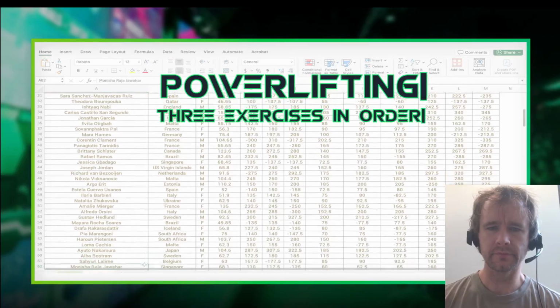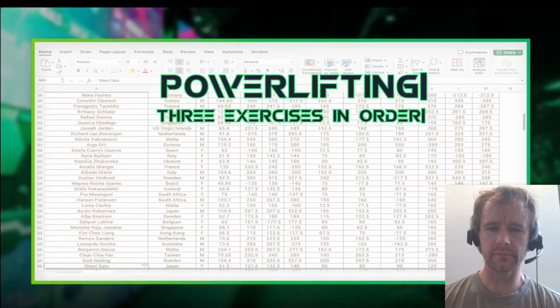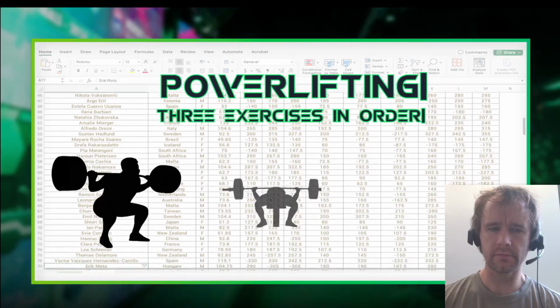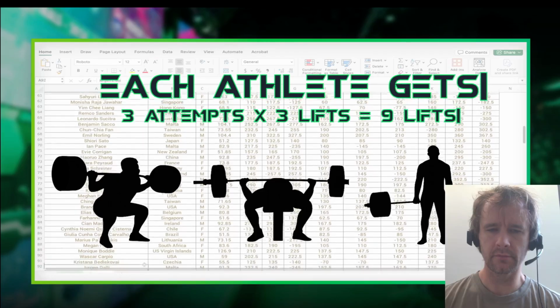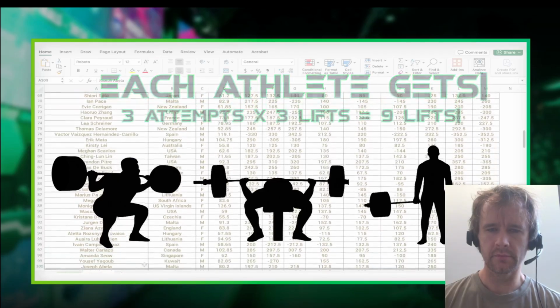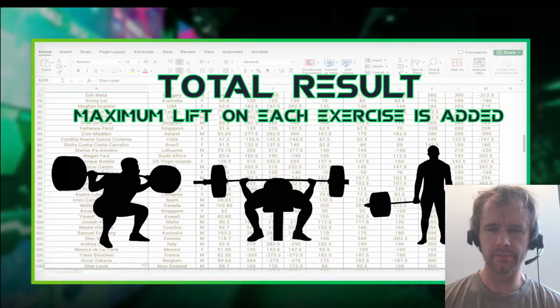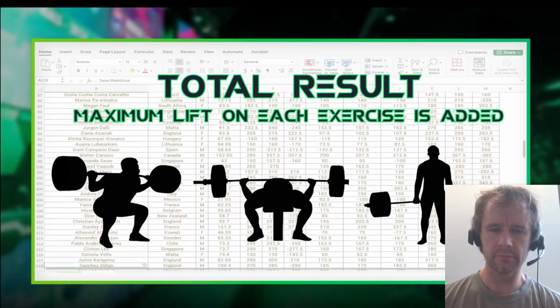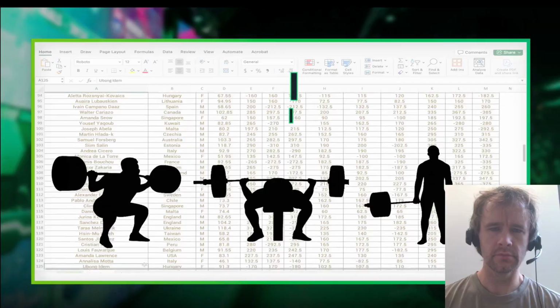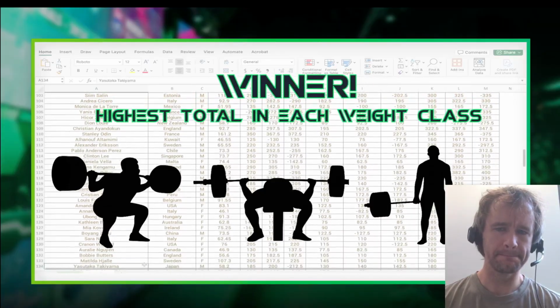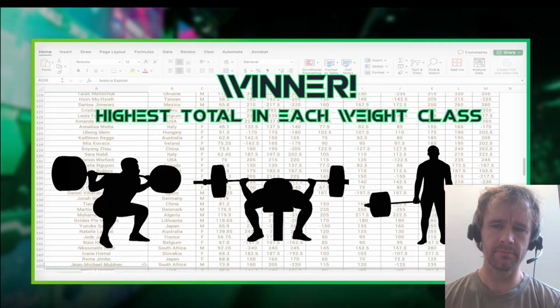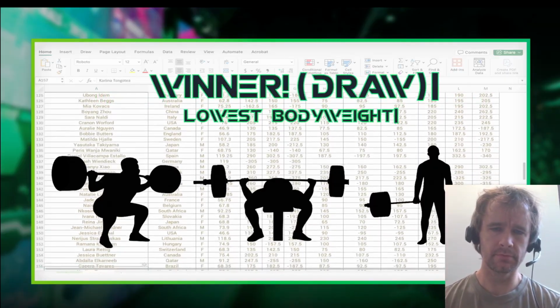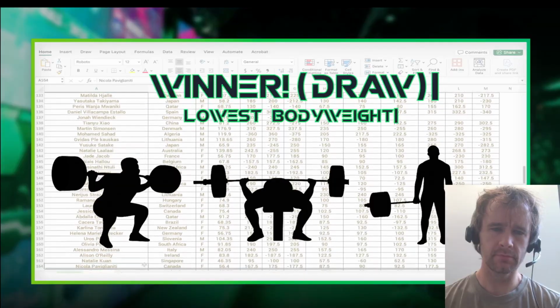In powerlifting, athletes complete 3 exercises in order: squat, bench press, and deadlift. Each athlete gets 3 attempts at each lift for a total of 9 lifts. The maximum lift on each exercise is added together for each athlete to give their total result. The sport is split into weight classes. The competitor with the highest total in each weight class wins that class. If there is a draw, then the athlete with the lowest body weight wins.